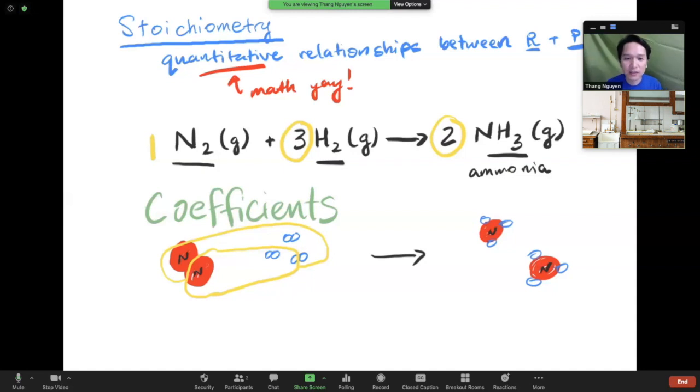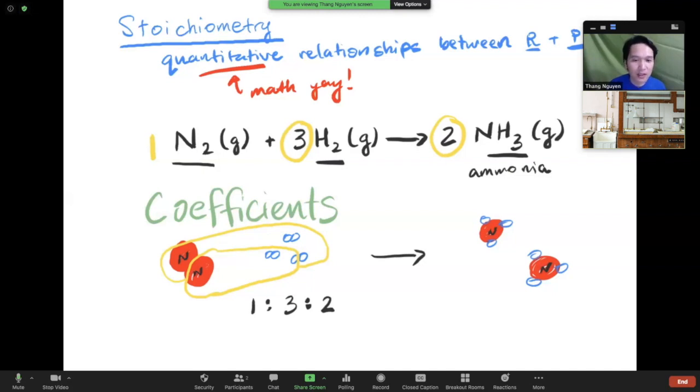The coefficients tell us the relationship between the quantities of the reactants and a product. In this case, a 1 to 3 to 2 relationship, whether that be 1 to 3 to 2 of molecules. So this is just the ratio. The ratio can always be magnified. For example, 1 to 3 to 2 is the same ratio as 10 to 30 to 20, or 100 to 300 to 200. So let's extrapolate that into the mole sense.